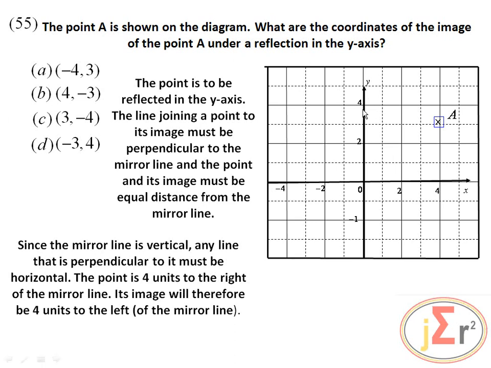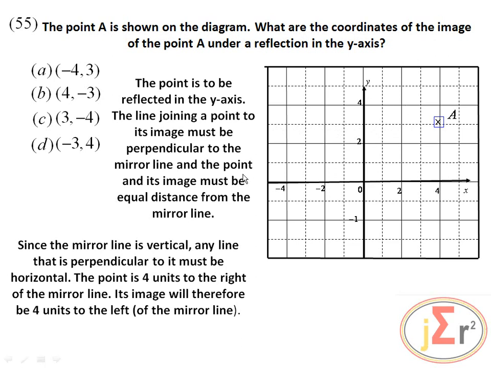Here we have the mirror line as the y-axis. It is vertical. The first rule: the line joining the point to its image must be perpendicular to the mirror line. We have no danger there. This line is already perpendicular to the mirror line. Therefore, the image will be located somewhere on this line, on the opposite side of the y-axis.